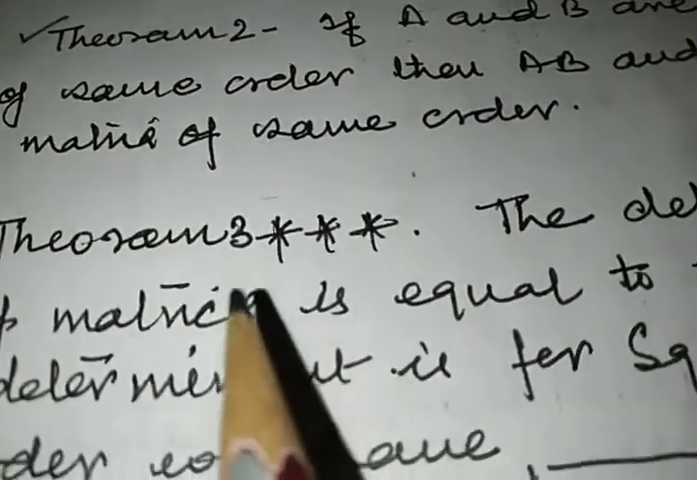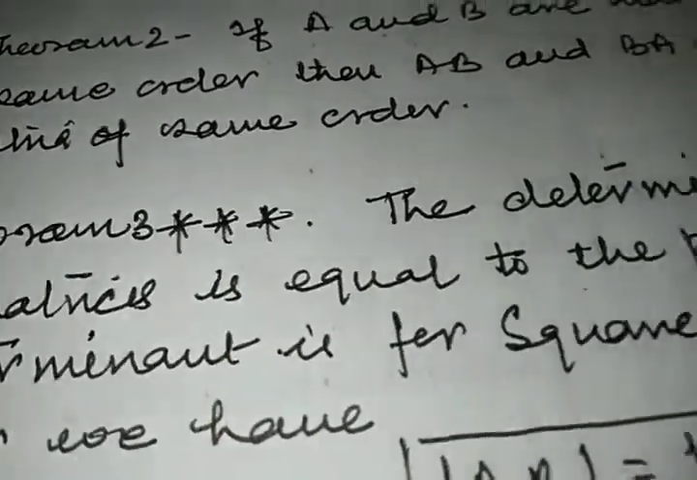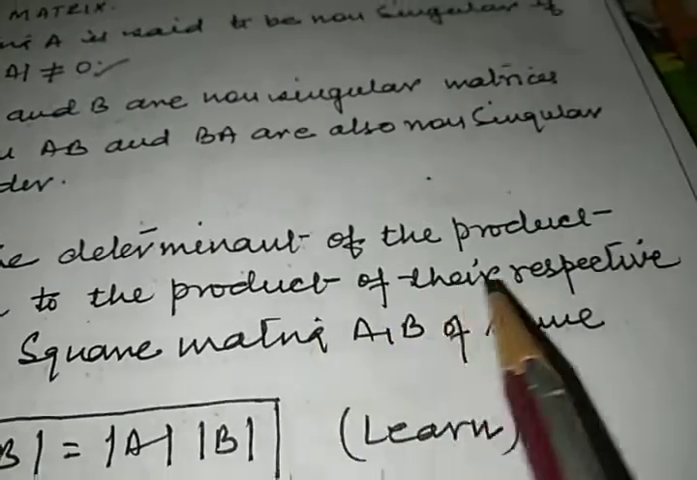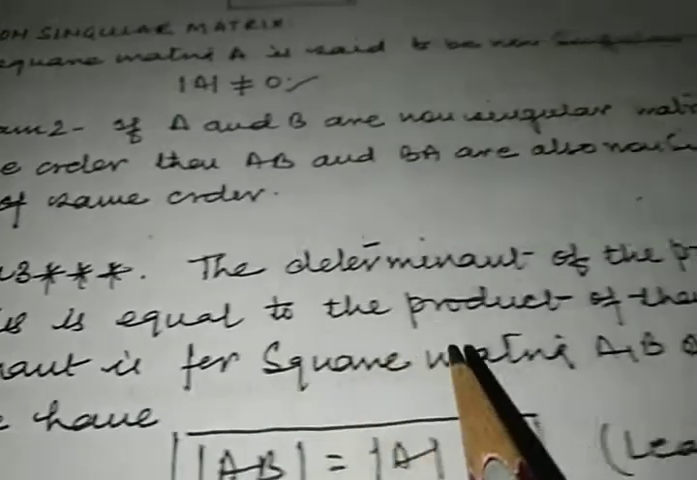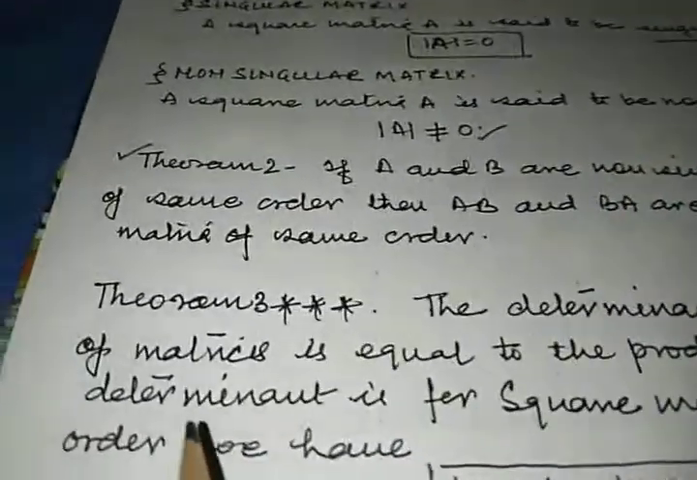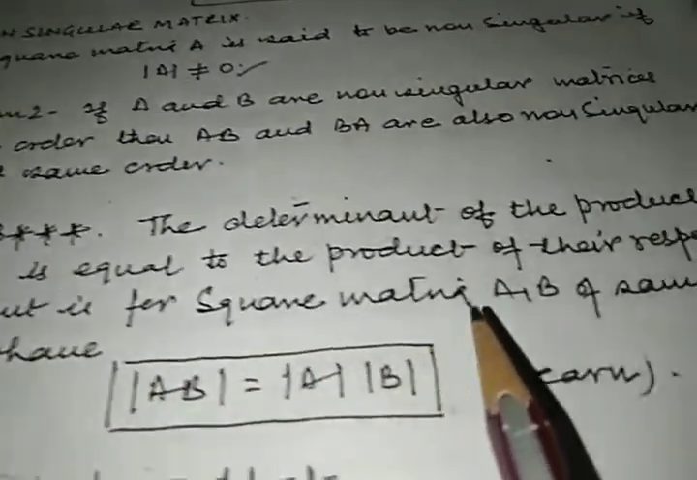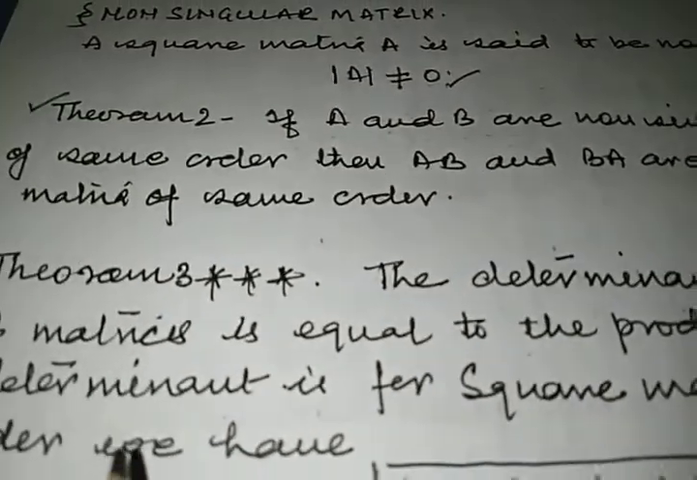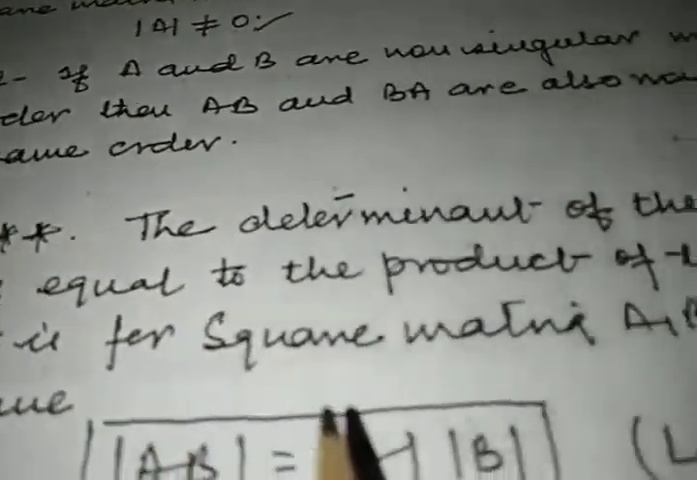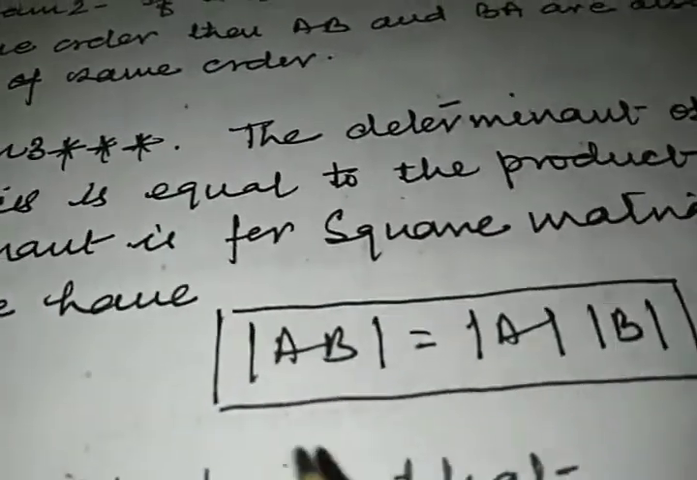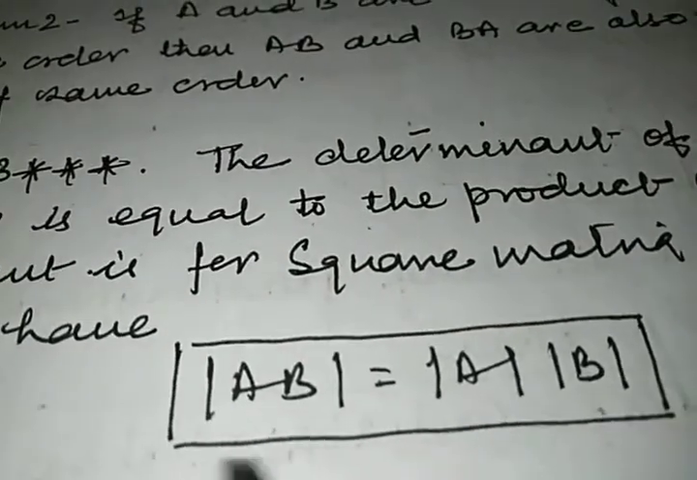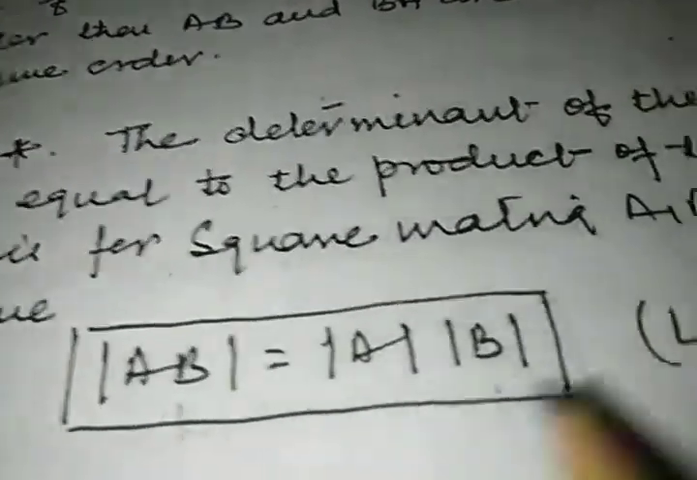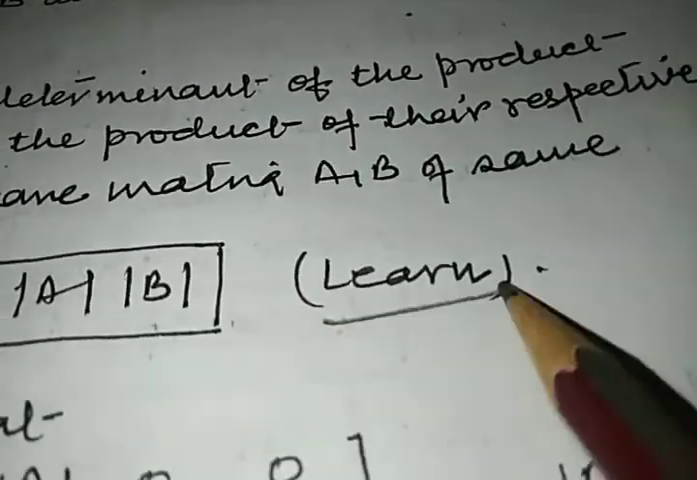Now theorem 3. This is very important. I have put 3 stars here. The determinant of the product of matrices is equal to the product of their respective determinants. That is, for square matrices A and B of the same order, we have determinant AB is equal to determinant A into determinant B, where A and B are square matrices of the same order. So this is very important. I have written it here. Learn this.